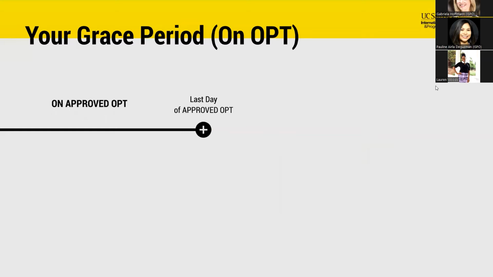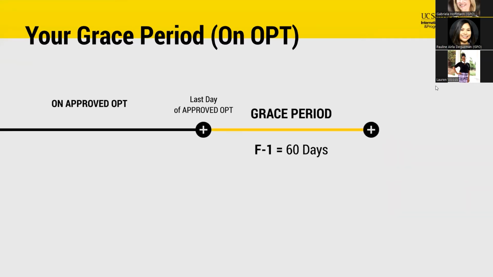Okay, likewise, if you are currently on approved OPT or STEM OPT, take a look at your EAD card for your last day of approved OPT. You also have a 60-day grace period to follow. And if you do not take action, then it will automatically complete as well.